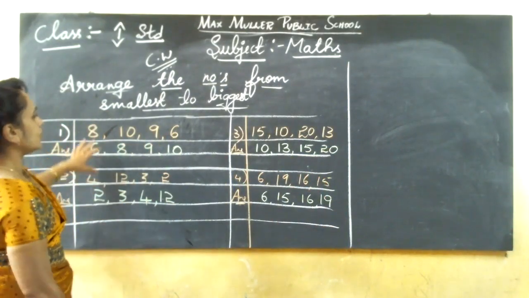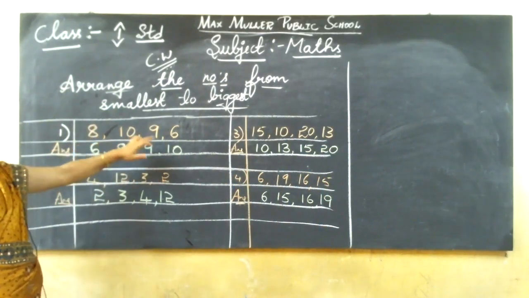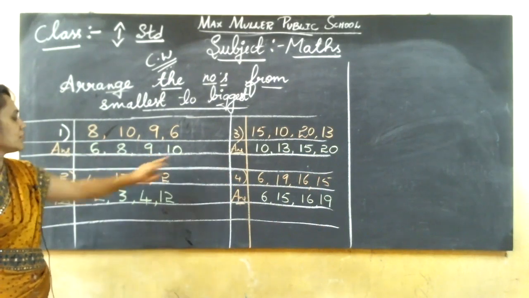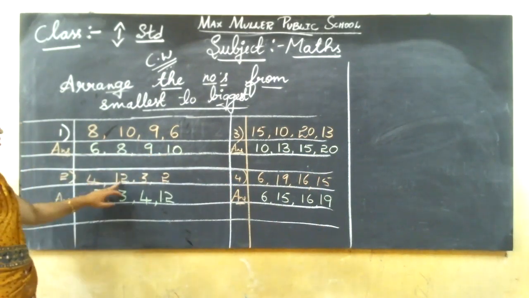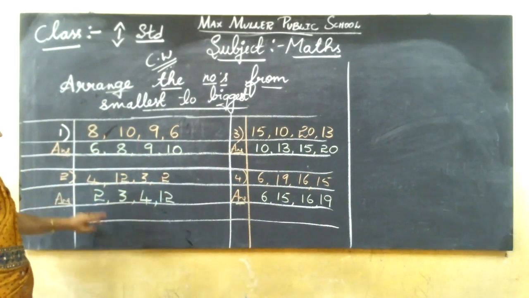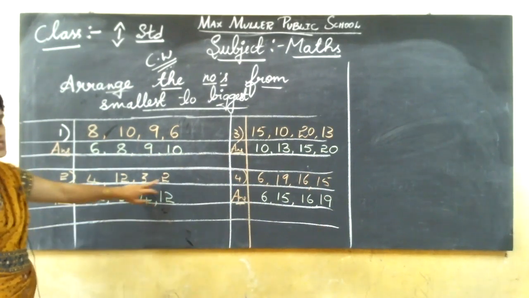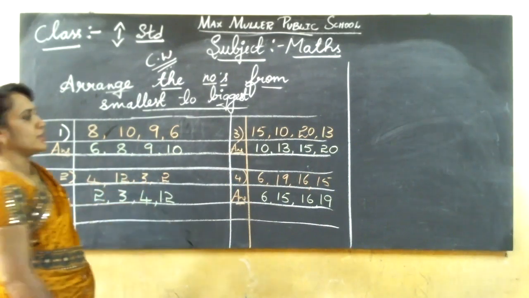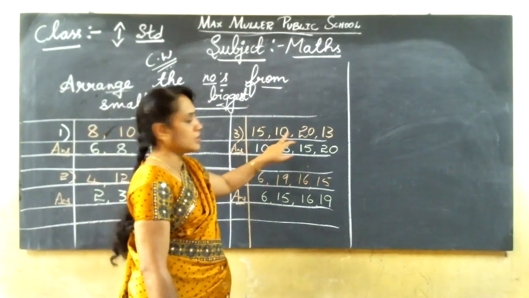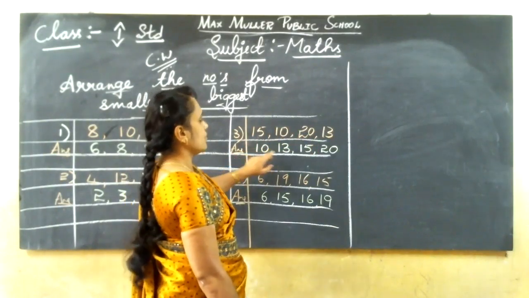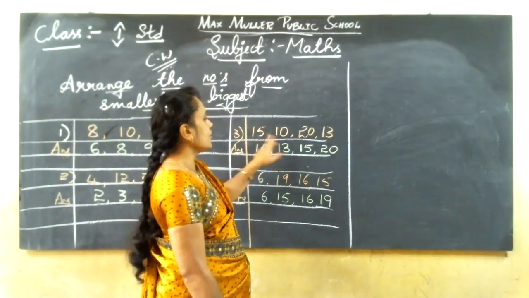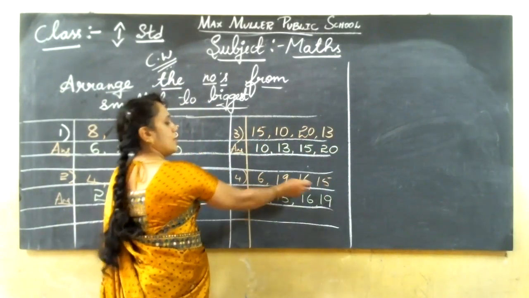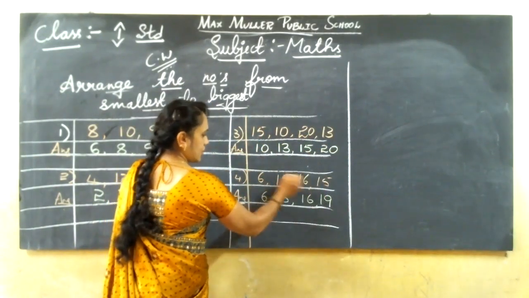Yes. Once again, I'll tell you. 8, 10, 9, 6, which is smallest, write first. 6, 8, 9, 10. Then 4, 12, 3, 2. So 2 is the smallest, write first. Then 3 is the smallest, write first. Then 4, then 12. 15, 10, 20, 30, which is small, 10, then 30, then 15, 20. From smallest to biggest. Here 6 is small, then 15, then 16, then 19.